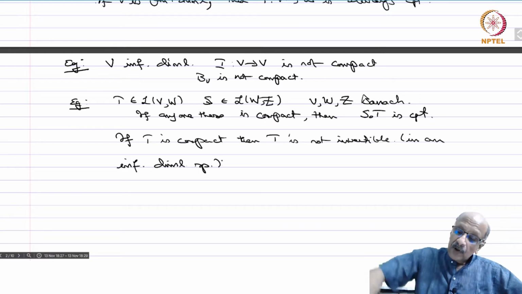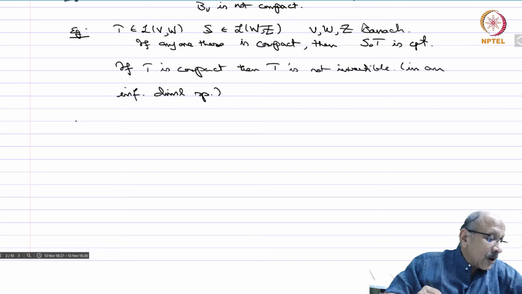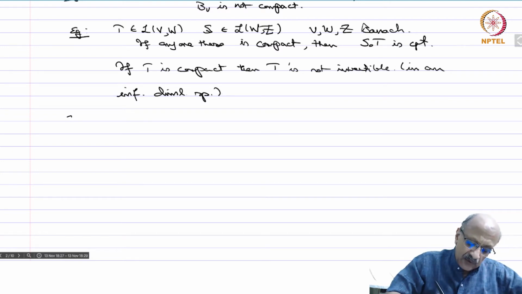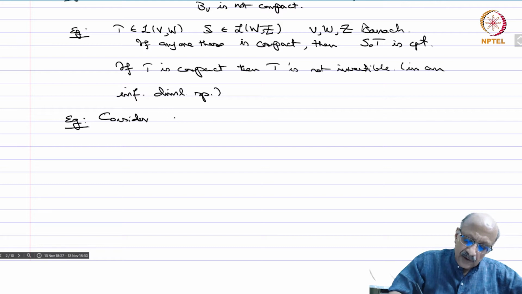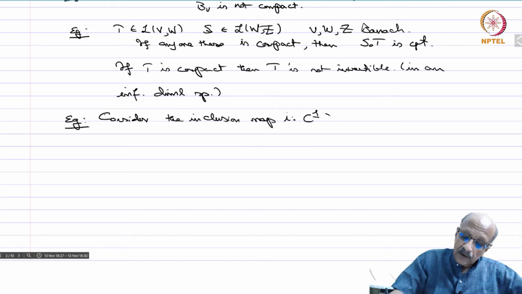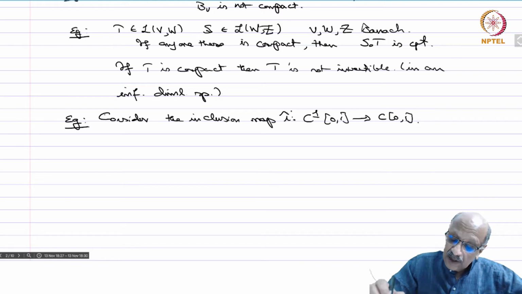Okay. So up to now we've not been giving very serious examples, except that the identity is not compact. That depends on the deep theorem. So now let us give you a real nice example. Consider the inclusion map I from C1[0,1] into C[0,1]. Let me put I hat so as not to confuse with the imaginary i. Okay, so this is the inclusion map.